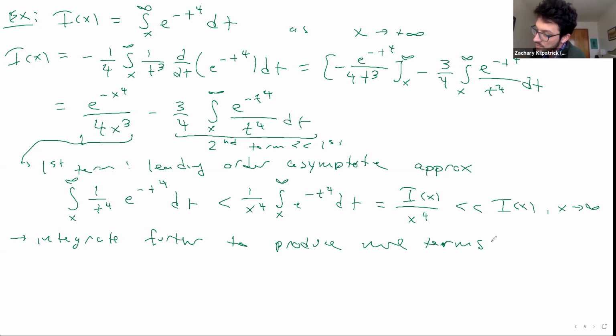And they would successively be smaller than the previous ones, okay? Telling you that you've sort of picked the right way to split this integral up, okay?